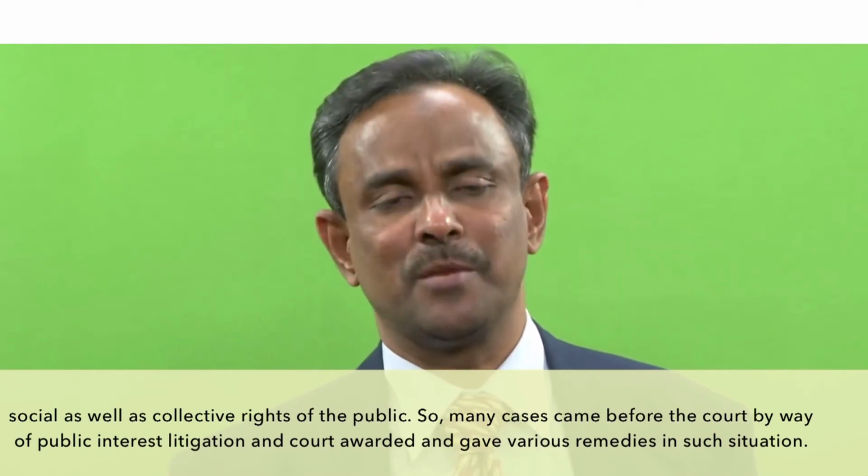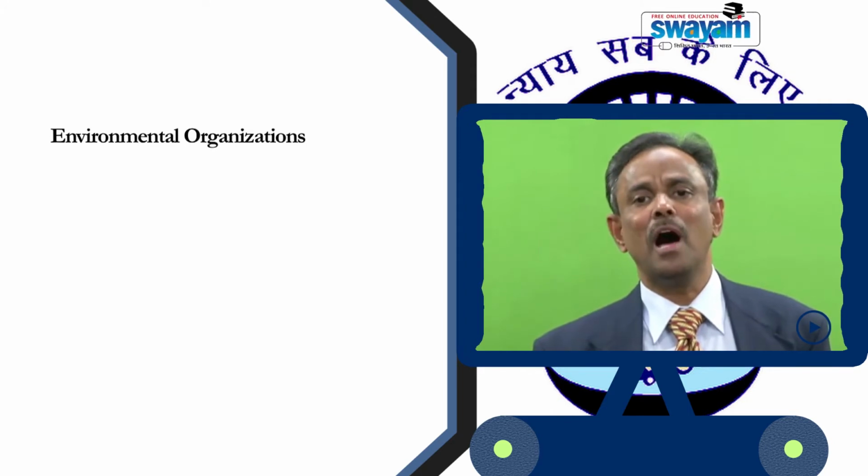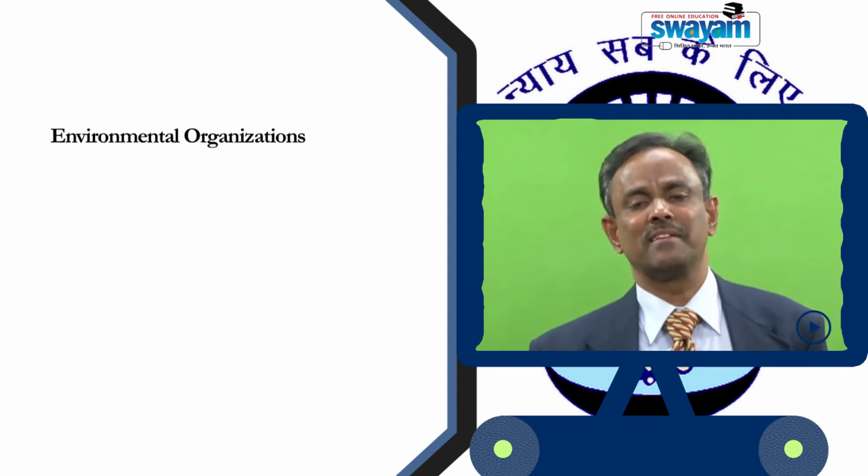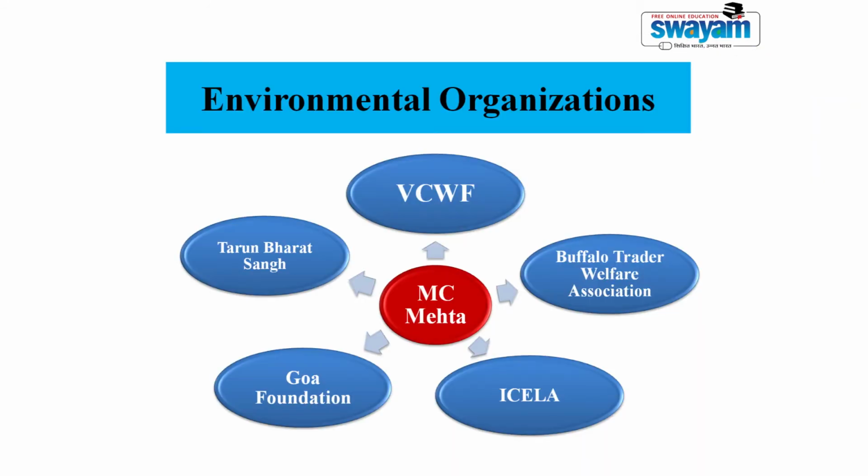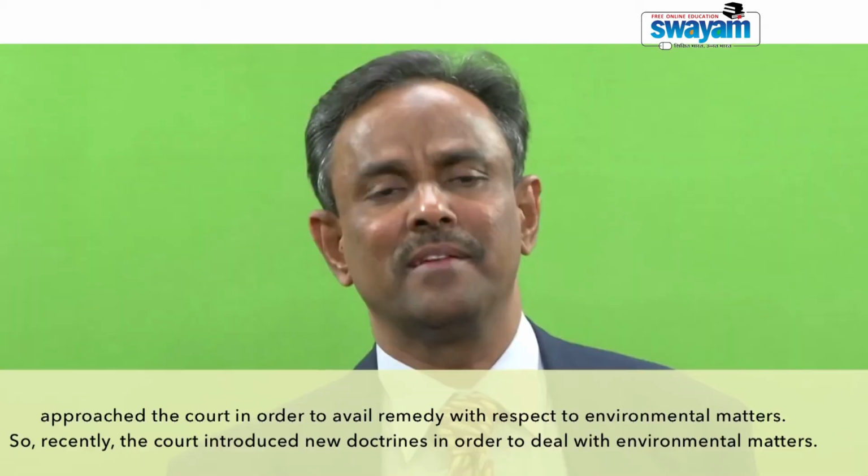So many cases came before the court by public interest litigation, and the court awarded and gave various remedies in such situations. Various environmental organizations also approach the court to avail remedies in environmental matters. MC Mehta is one of the most important persons, an advocate who mainly filed public interest litigations before the court to deal with environmental issues, and is also known as the Green Advocate. Besides MC Mehta, various organizations or associations like Vellore Citizens Welfare Forum, Tarun Bharat Sangh, Goa Foundation, Indian Council for Enviro-Legal Action, and Buffalo Traders Welfare Association approached the court to avail remedy with respect to environmental matters.